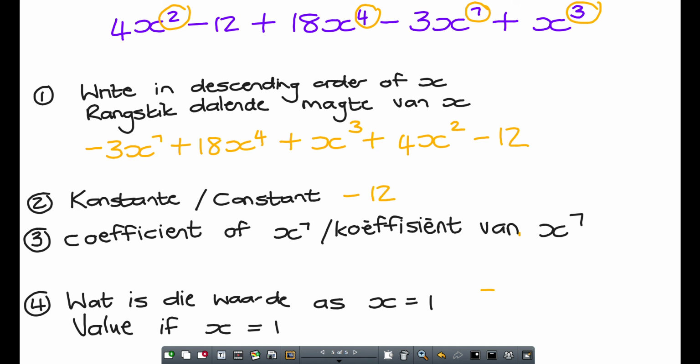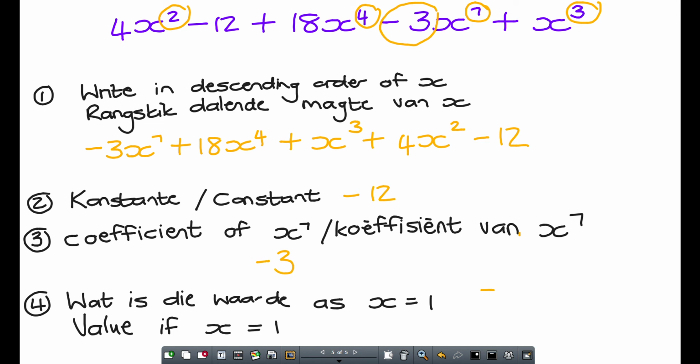Remember, that's always the one without the variable, die een sonder die veranderlike of onbekende, né? Die x op die y op die a op die b. The coefficient of x to the power of 7, dit beteken wat staan voor x tot die mag 7. Nou kyk gou-gou, hier is x tot die mag 7, ja, dis minus 3. That's going to be minus 3. Again, if you just have 3, you're not going to get your mark. Nee, dit moet wees minus 3.